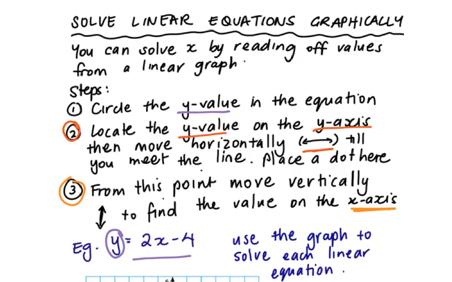So let's go back through those steps again. The first step is to circle the y value in the equation. We're then going to locate that value on the y-axis. We're going to move left or right till we find it on our linear graph. And then we're going to move up or down till we get to the x-axis. And then we're going to read off that value on the x-axis. And that is our answer to solving for x. And it's always good to check algebraically if that value is correct.